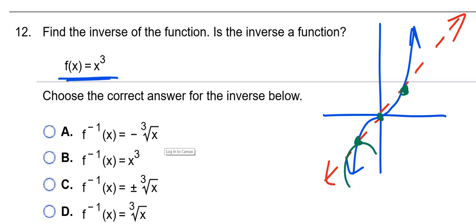What's going to happen to this part of the graph? What's going to happen to that part when you reflect it across? Isn't it going to be just like right there? Now, follow the logic. Draw. Follow the logic. All you're doing is reflecting, reflecting, reflecting. That's the green one. The green one is the inverse.